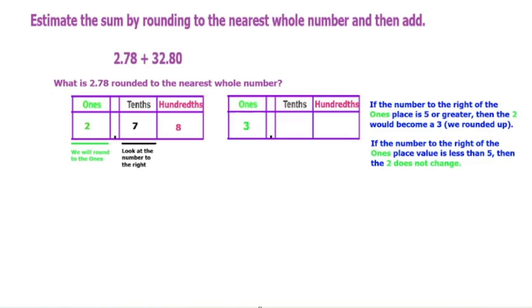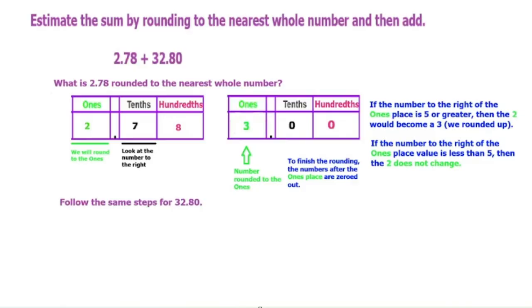So let's look at this in the place value chart after it's rounded. So we've rounded this 2 to a 3. Okay? The number rounded to the ones place value because in the tenths it was 5 or greater. To finish the rounding, the numbers after the ones place are zeroed out. That's what you do. So if you round to this, you round it, and then you zero everything else after that to 0. Okay? Now let's follow the same steps for 32.8.